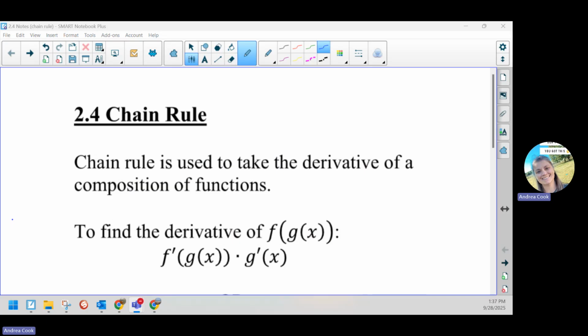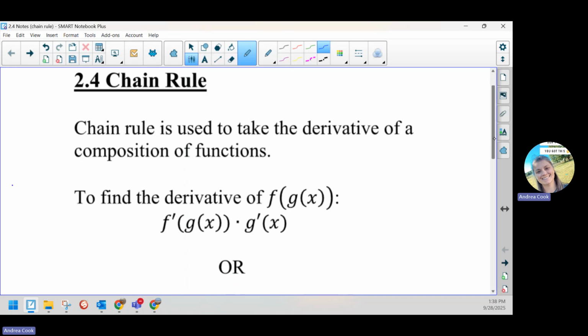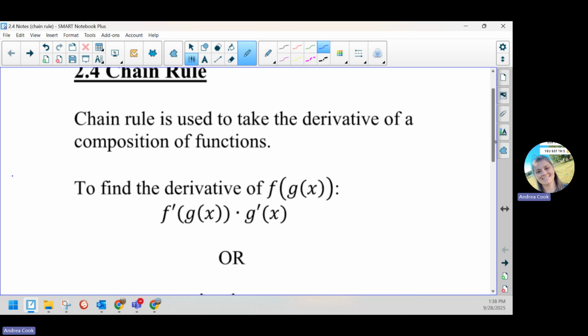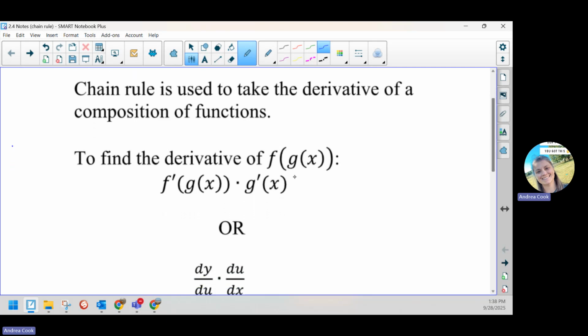8.4 chain rule. This is one of our last derivative rules. Chain rule is used when you take the derivative of a composition of functions, so that means a function inside of a function. So here we have g inside of f, and in order to take the derivative, you take the derivative of the outside function, which is f, keep the inside function the same, and then you chain on the derivative of the inside function. So that's why it's called chain rule.